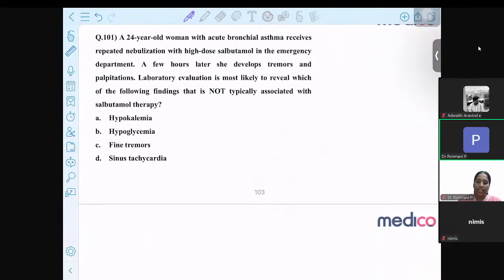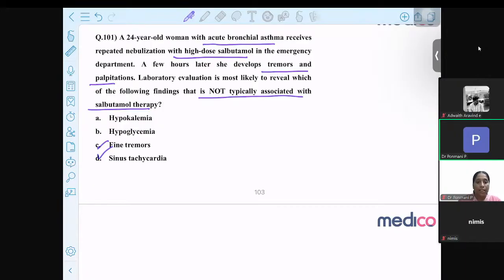Now coming to the next question. A patient is having acute bronchial asthma and he is receiving a high dose of salbutamol. She develops tremors and palpitation, which is not typically associated with salbutamol therapy. We saw yesterday, fine tremors and sinus tachycardia can be seen with salbutamol therapy.